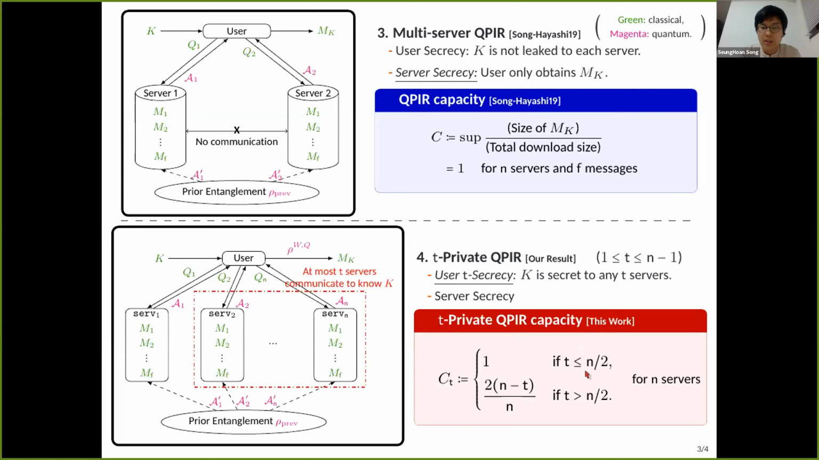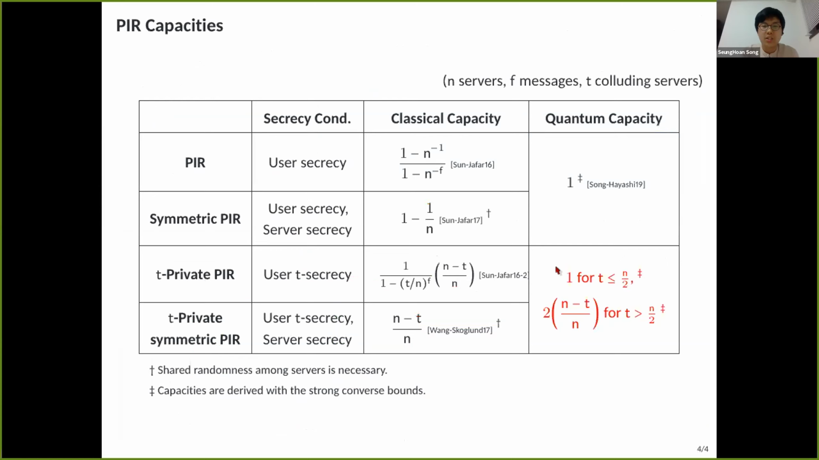It means that when T is less than half of the servers colluding, the capacity is equal to 1. So this good result of capacity 1 still applies even if some servers collude. And when more than half of the servers collude, then this value is the capacity. For proving this capacity, we constructed an optimal protocol with the stabilizer formalism, and we also proved the converse bound. This is a table of our quantum capacity and the classical capacity, and our result is greater than the classical ones. If you're interested, please come to my extended talk. Thank you very much.